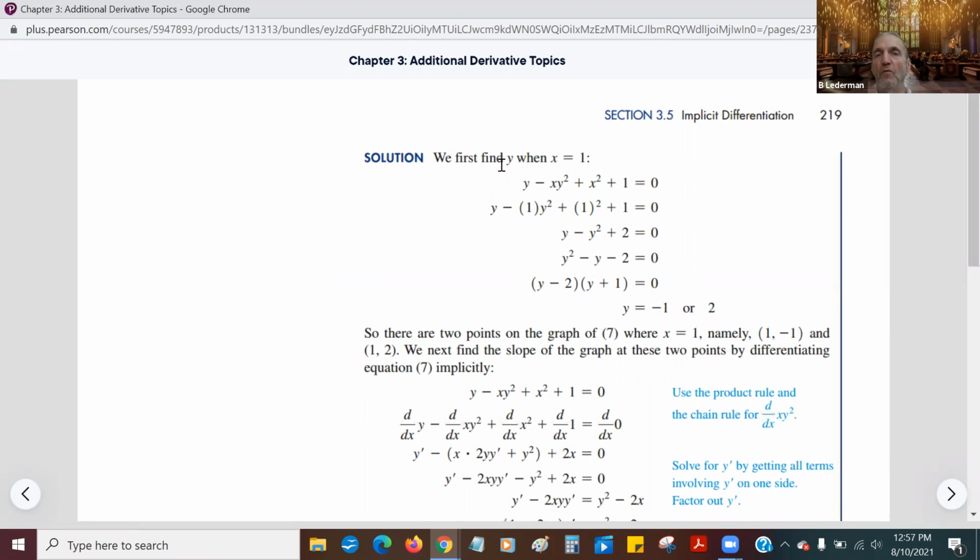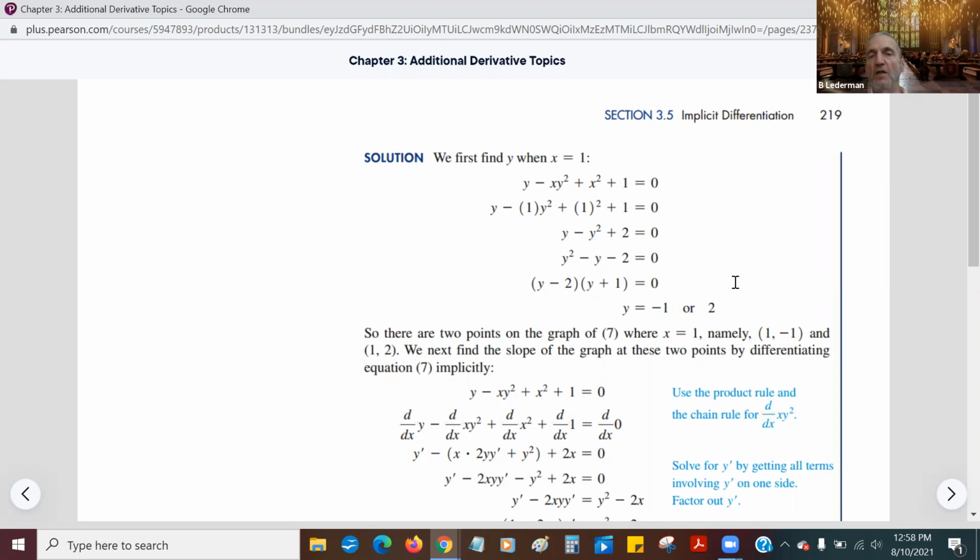So first we have to solve for y, specifically when x equals 1. I'm going to plug in 1 for x, and I get y minus y squared plus 1 equals 0, which is y squared minus y minus 2 equals 0, which factors into (y minus 2)(y plus 1). So y could be negative 1 or positive 2 when x equals 1. So there are 2 points on the graph where x equals 1: (1, negative 1) and (1, 2).